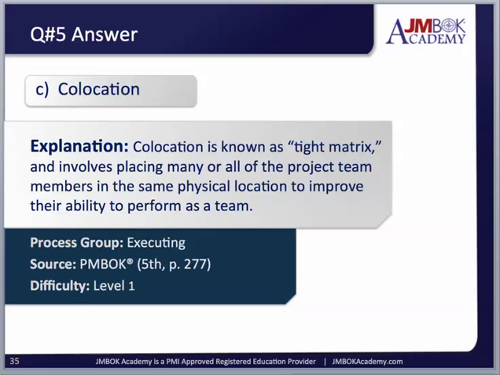So co-location is known as tight matrix. This is where we put people together in the same physical location. By doing so, we improve what's called osmotic communication, where people can learn from each other, communicate with each other. So being in the same physical location is tight matrix, and we know it as co-location in the project management world. Executing PMBOK, page 277, level 1, not too difficult if you just knew the definition. Just knowing these terms can make a huge difference on your performance when you take the exam.